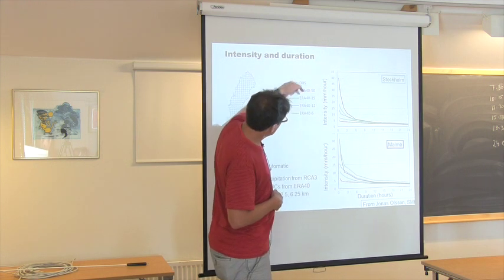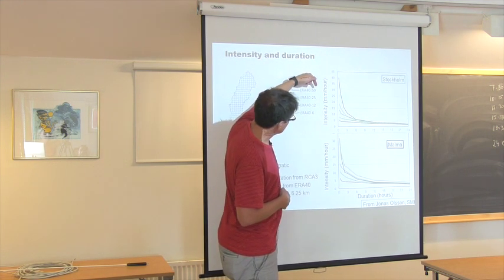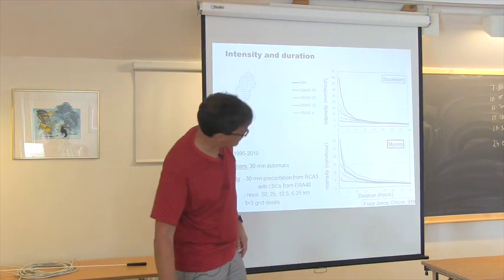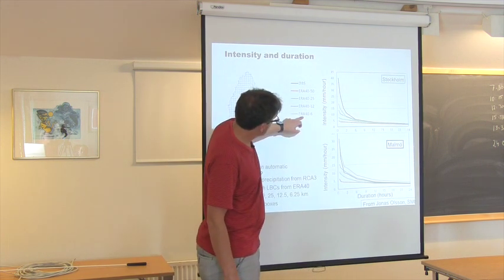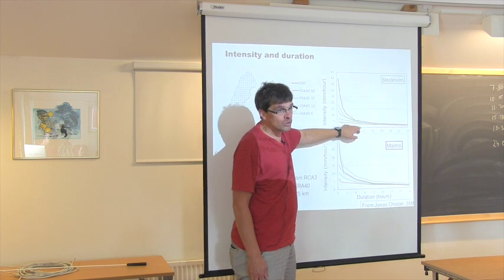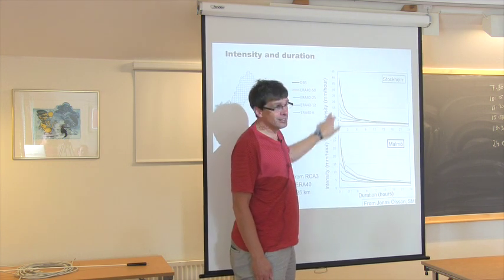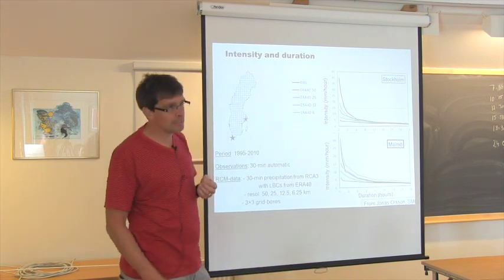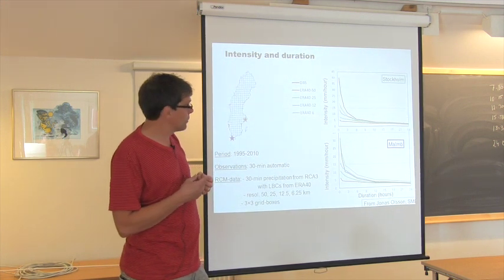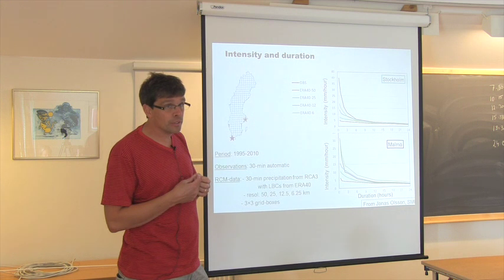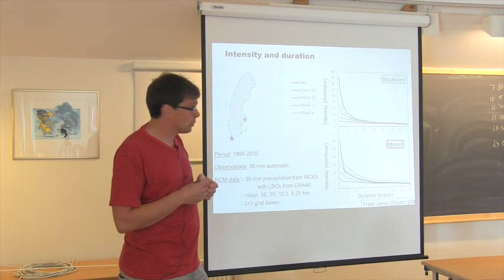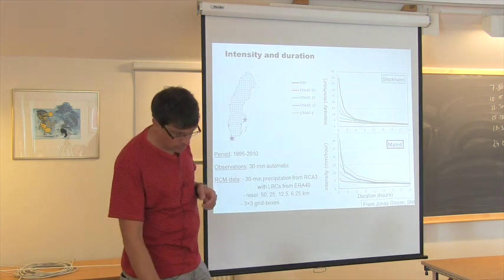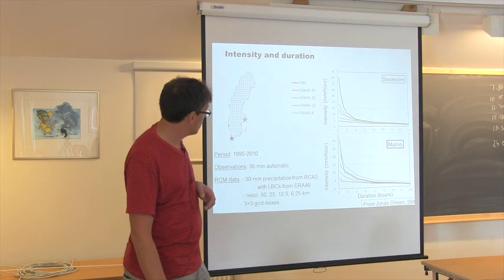And if you now see these four colored lines here, this refers to the four different resolutions we had here, going from 50 down to 6 kilometers. And you see going from red all the way to yellow, this is what happens. The model starts to capture more and more of this high intensity, short duration precipitation in a better way. So to some extent it better simulates these processes, including the weather systems, the extratropical cyclones, but also shorter precipitation events. So that's a very interesting result, and it also advocates using higher and higher resolution in our models.